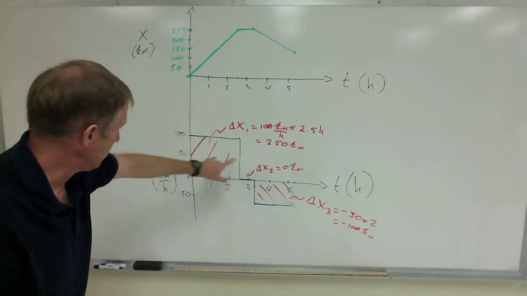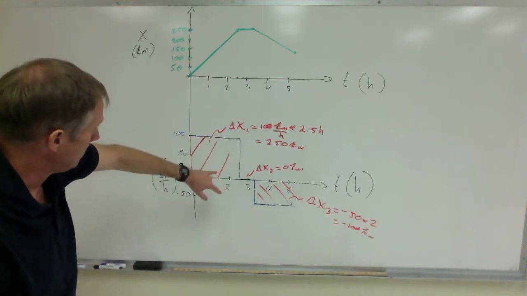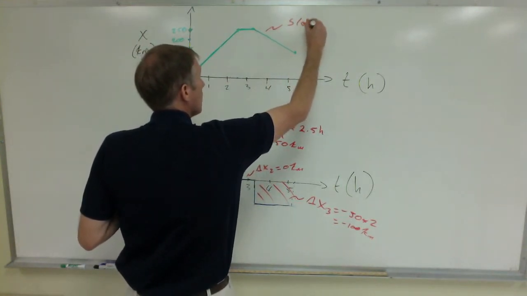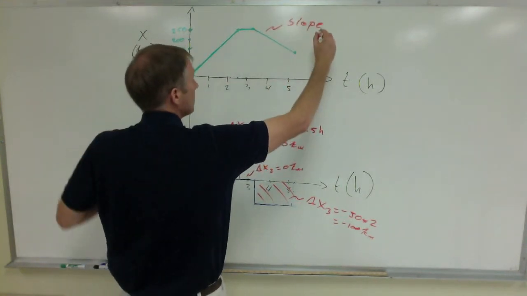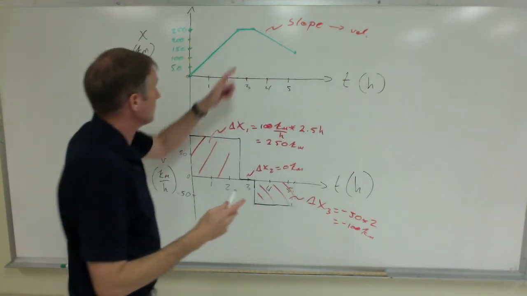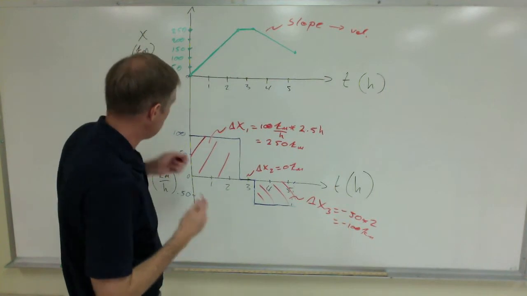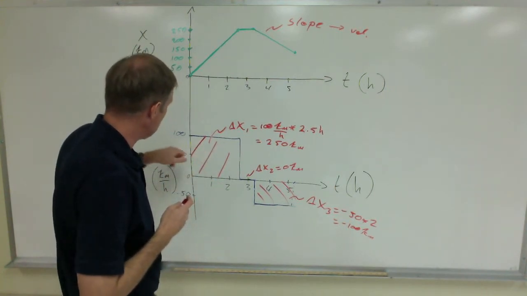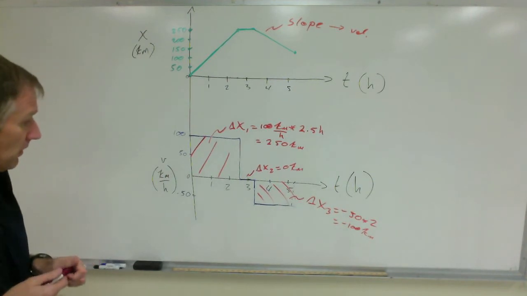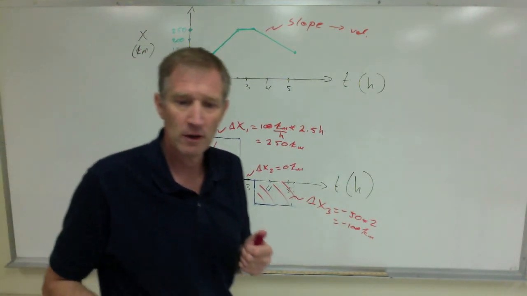Area gives you displacement. Area of a velocity time graph gives you displacement. Remember that the slope of the position time graph gives you velocity. Okay. Slope of a position time graph gives you velocity. Area of a velocity time graph gives you change in position, displacement. All right, we're done.